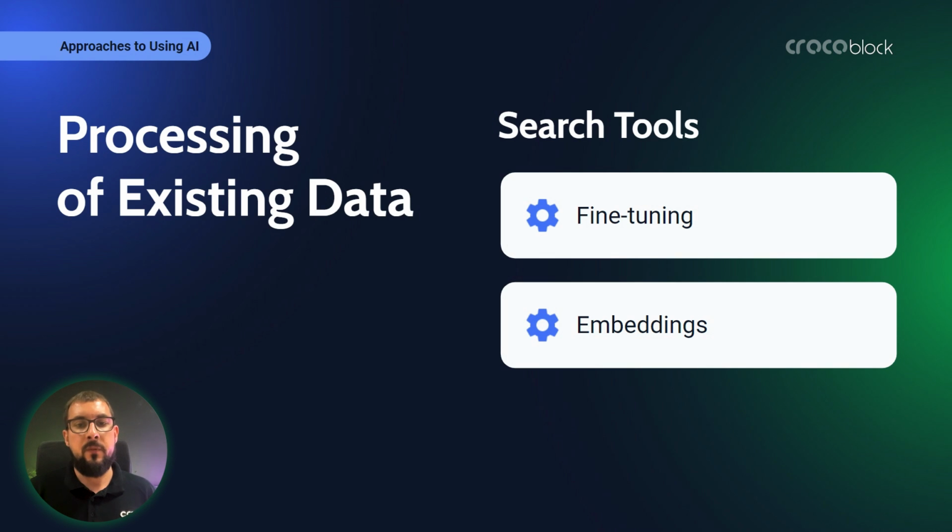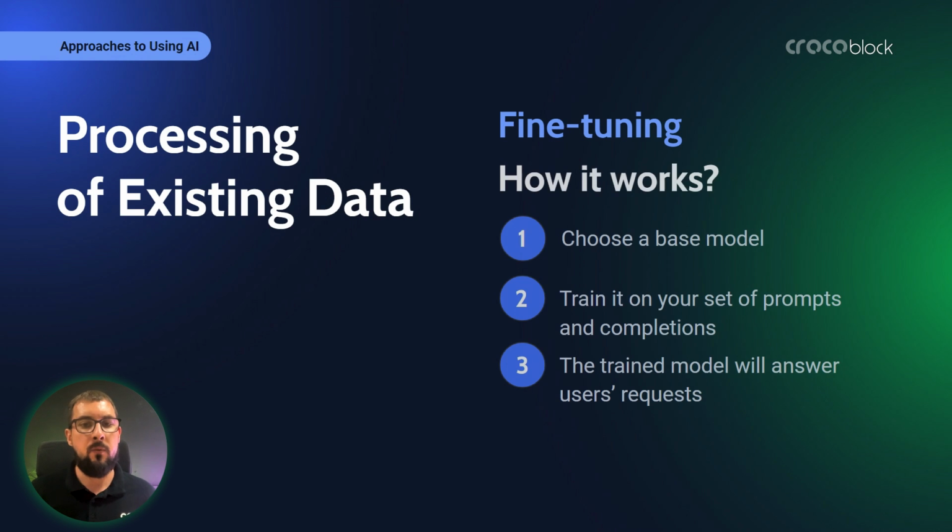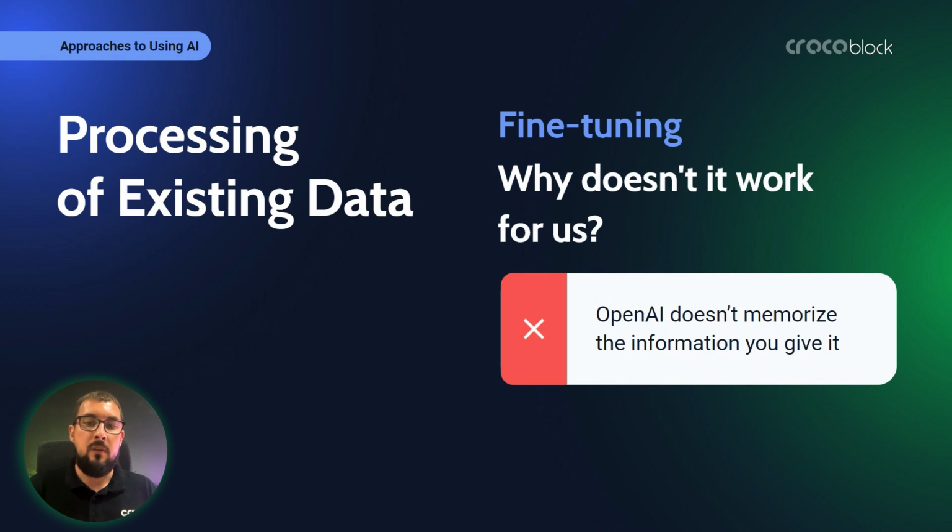The first thing we tried was fine-tuning, and according to the description, it looks very close to what we need. It works like this. You choose a base model, train it on your set of prompts and completions, and after that, this trained model is supposed to answer the user's requests. But there is a big problem here.